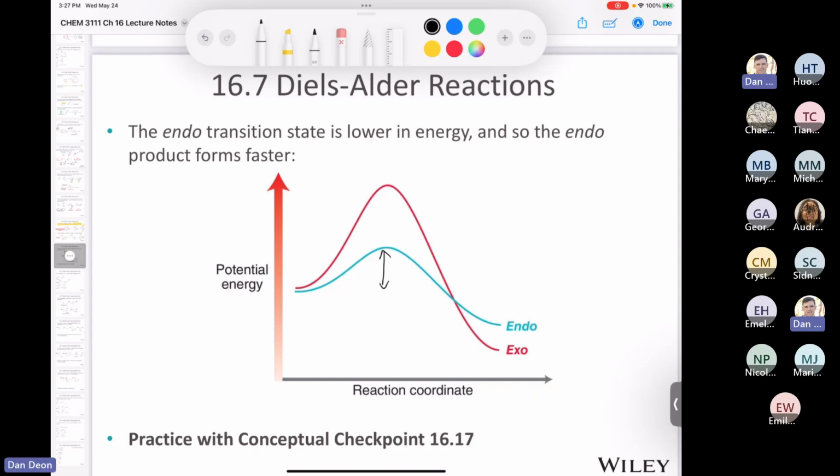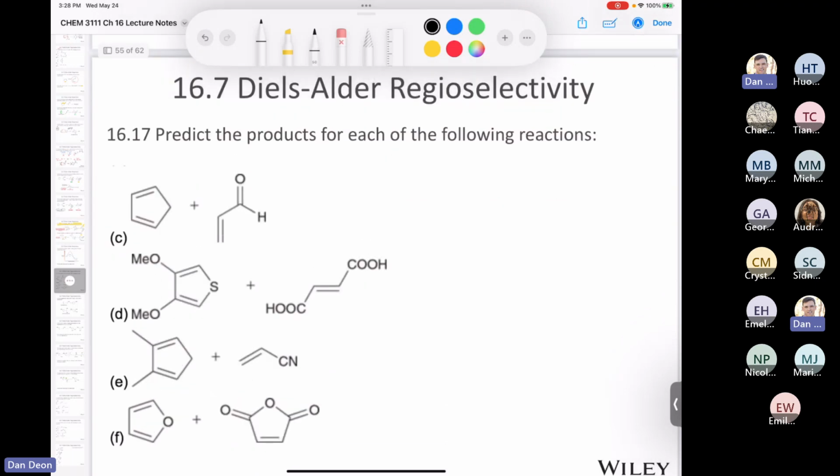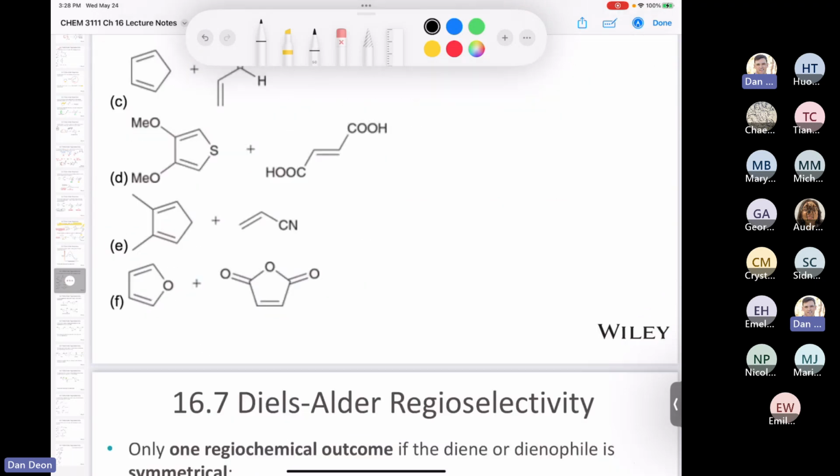So there's one more thing I want to present to you before we call it a day, and that is the idea of regioselectivity. You can see my slides are a little messed up in terms of their order.